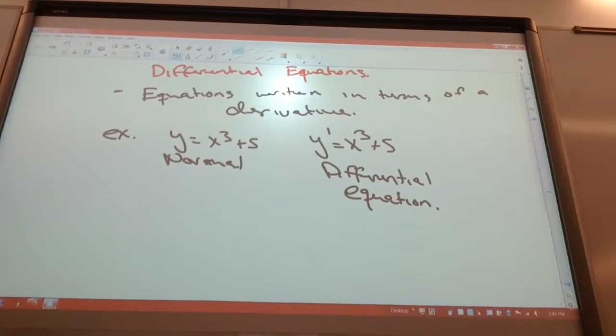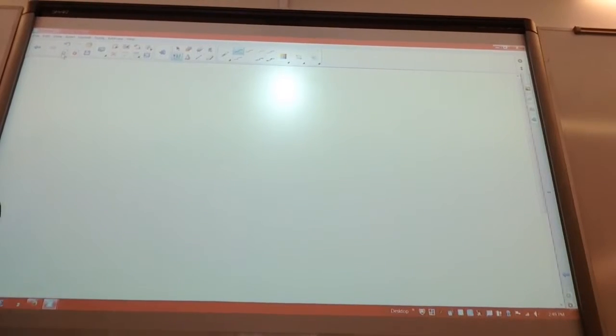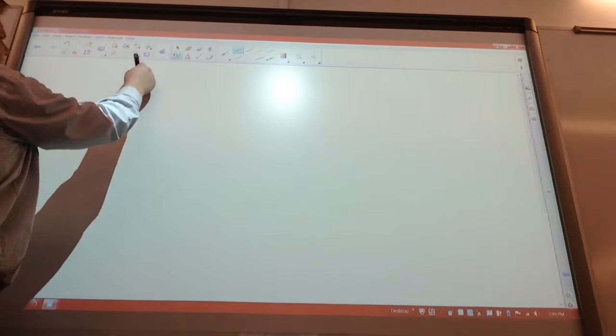So two examples here. When we talk about differential equations, we're going to do several things with them. One, we're going to look at how to find solutions to differential equations. We're also going to look at the different ways you graph differential equations. But let's start off by talking about solutions to differential equations.